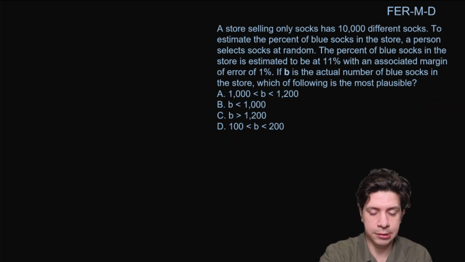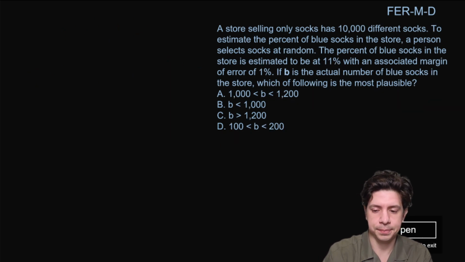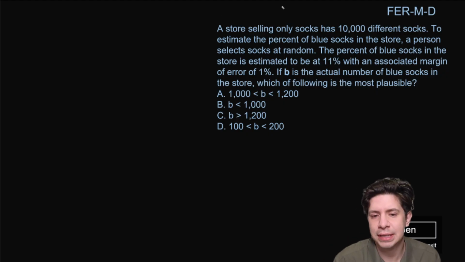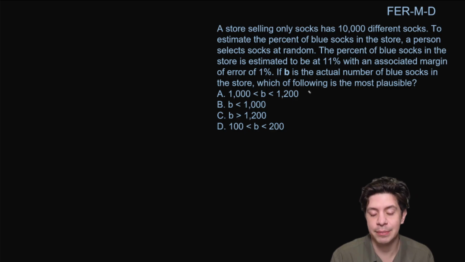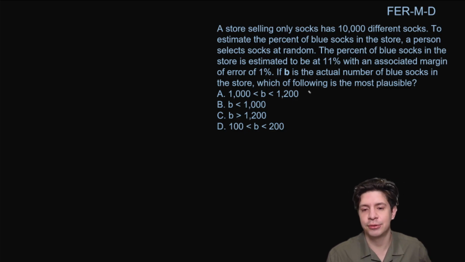So then here's our next one. A store selling only socks has 10,000 different socks. To estimate the percent of blue socks in the store, a person selects socks at random. The percent of blue socks in the store is estimated to be at 11% with an associated margin of error of 1%. If B is the actual number of socks in the store, which of the following is the most plausible? So this is about finding plausible values when you're given a percent and margin of error.